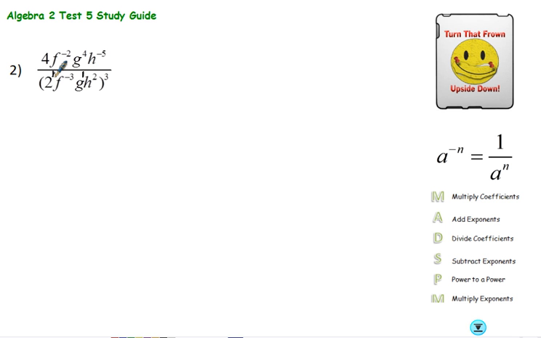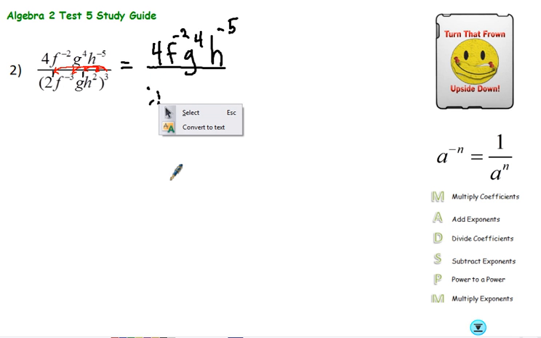And I've got a 3 that I've got to distribute. So I'm going to multiply all of those by 3. So I'm going all the way across there. And then the number on the top stayed the same, so let me go ahead and write that. So we had 4 f to the negative 2, g to the 4th, h to the negative 5th. And here we got 2 to the 1st, which would be 2 cubed.